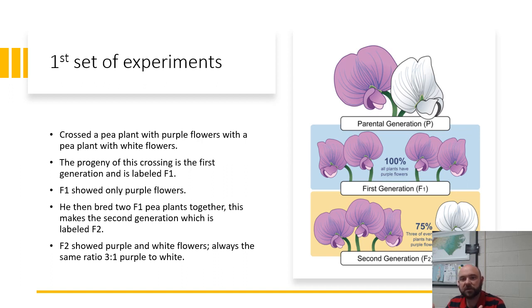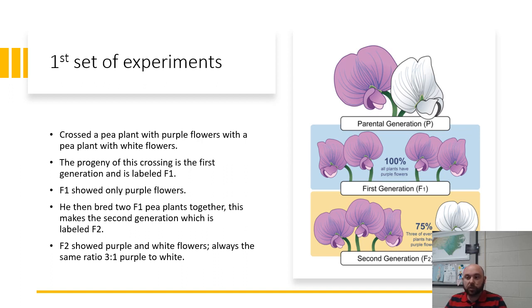In his first set of experiments, for each set of traits, he had to have a first parental generation. To study a particular trait, for instance, in the first set here, he chose flower color. Pea plants can have purple flowers or they can have white flowers. So he took a purple flowered plant and crossed it with a white flowered plant, and he checked what color flowers the offspring of those plants have. What he found is that all of the offspring of the purple-white cross had purple flowers.